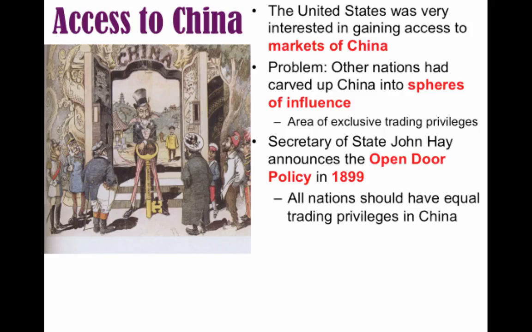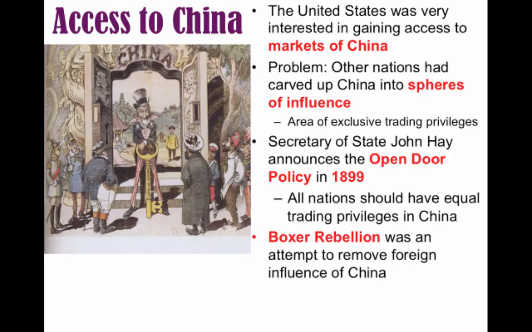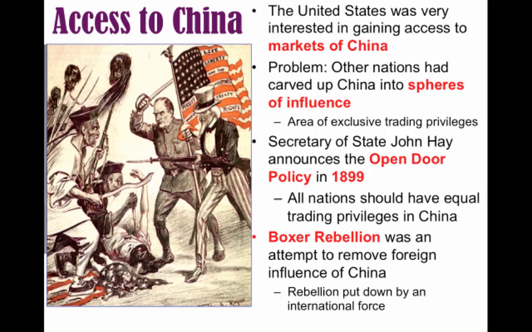Now, there was a lot of resentment amongst some Chinese with all this foreign intervention in their country. And in 1900, you have an event called the Boxer Rebellion. It was an attempt to remove foreign influence from China. You get foreign offices being attacked, and Chinese Christian missionaries are killed, and eventually it is put down by an international force, including the United States and other nations. The Boxer Rebellion is crushed.